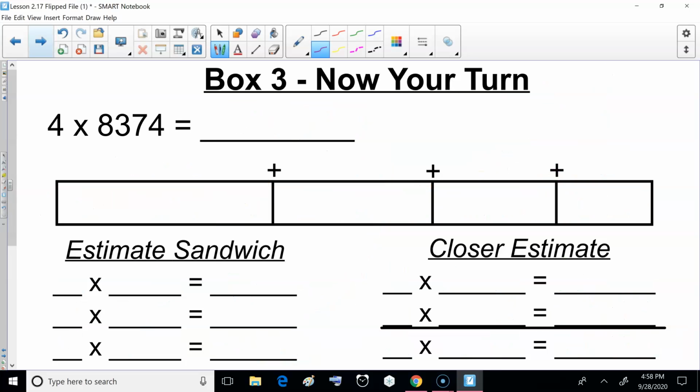All right, now it's your time. So 4 times 8,374. Do an estimation sandwich. Let's see your closer estimate, and then solve this problem. Whether you use the area model or the partial products method, either way is all right. You choose which one works best for you. So pause the video right now, and good luck.